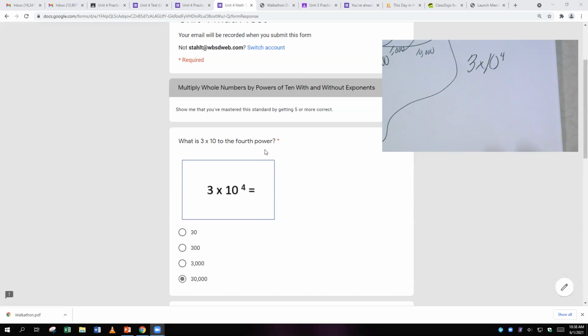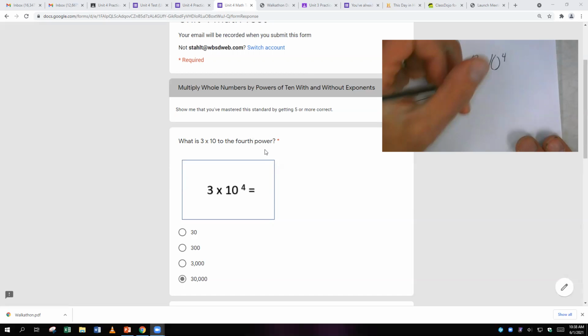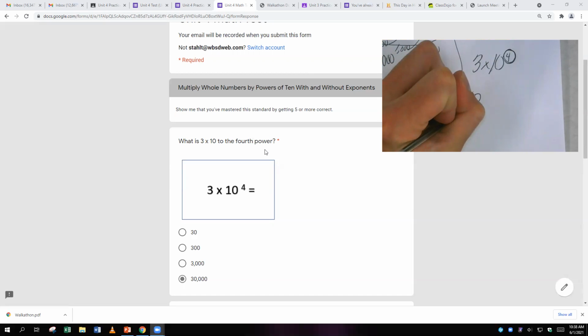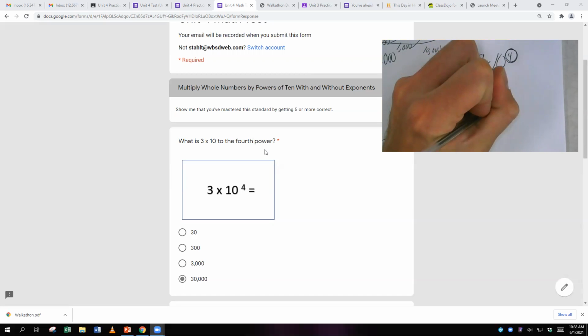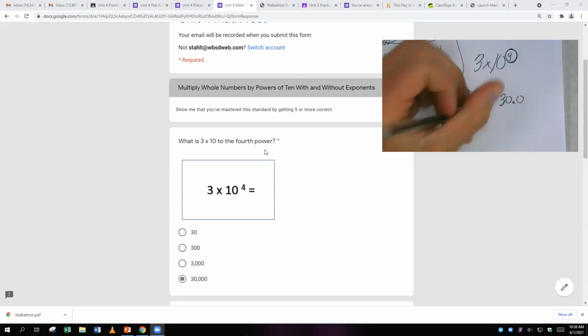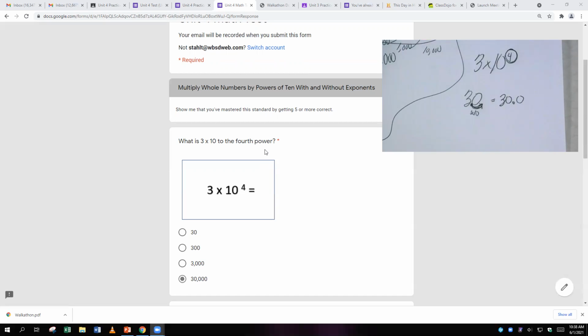Well, I told you when you're a young person, you knew 10 times 3 is 30, right? But that's only multiplying by 1 ten. You're multiplying by 4 tens. And the reason it's 30 is because 3 looks like this, 3.0. It's 3 and 0 tenths. When you multiply it by 10, it turns into 30.0. So every time you multiply something by 10, you're pushing the decimal over. So all we're going to do is multiply it by 10 4 times.